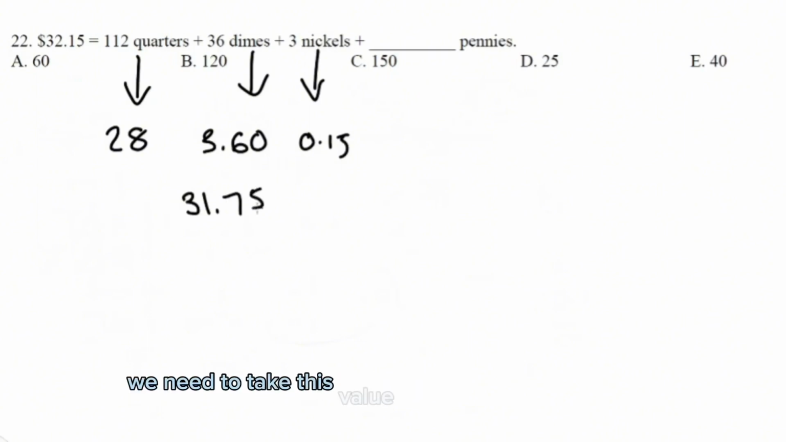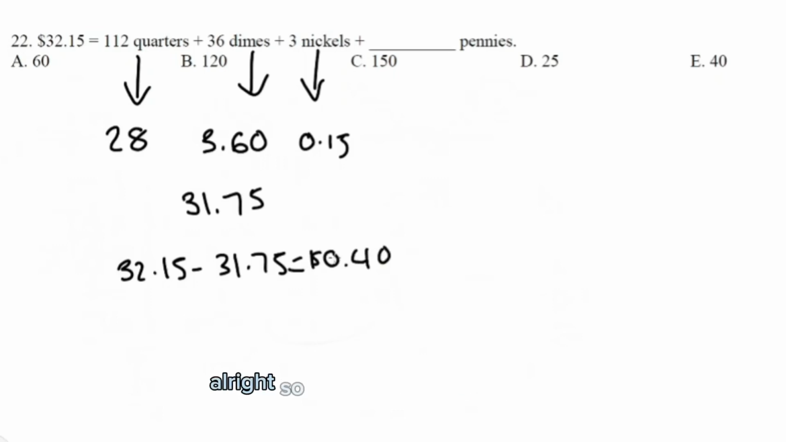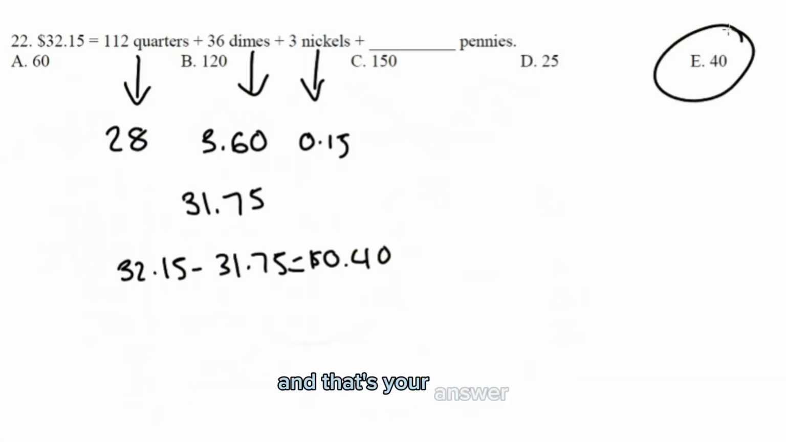Alright, now we need to take this value and subtract it from 32.15. So 32.15 minus 31.75 equals 0.40. Alright, so now we have 40 cents left. 40 cents in pennies is just 40 pennies, and that's your answer.